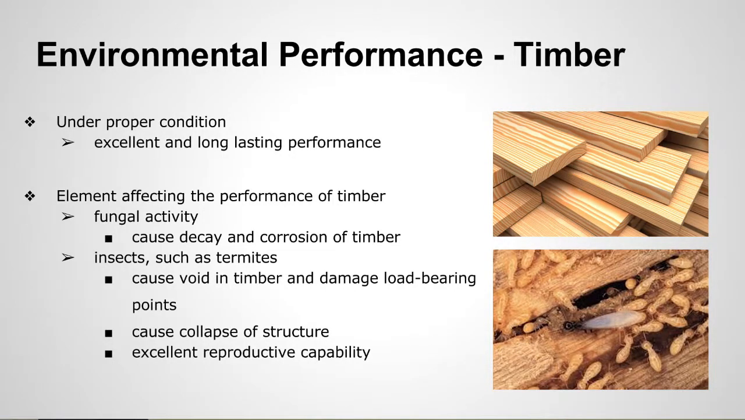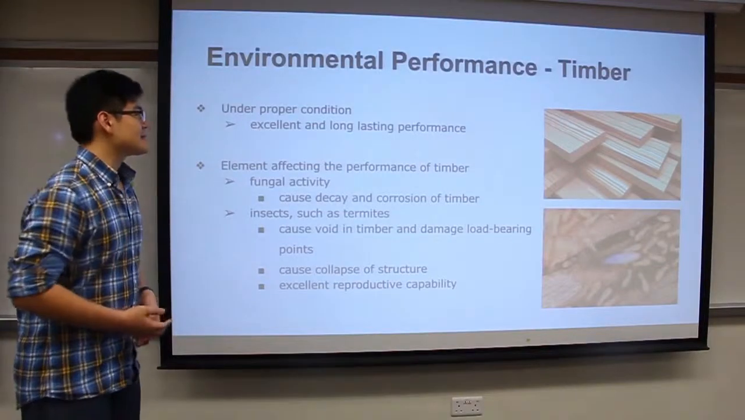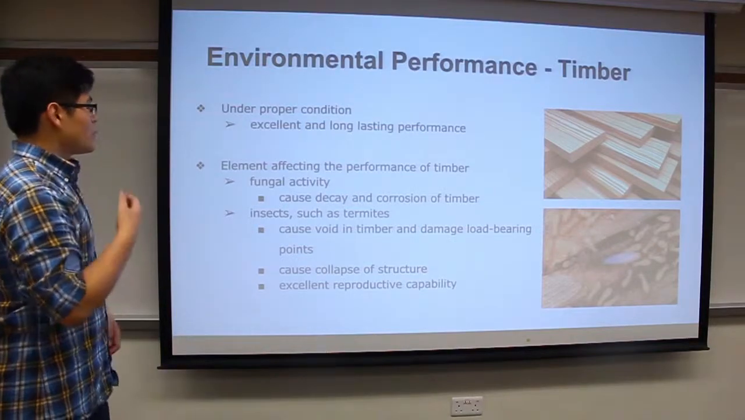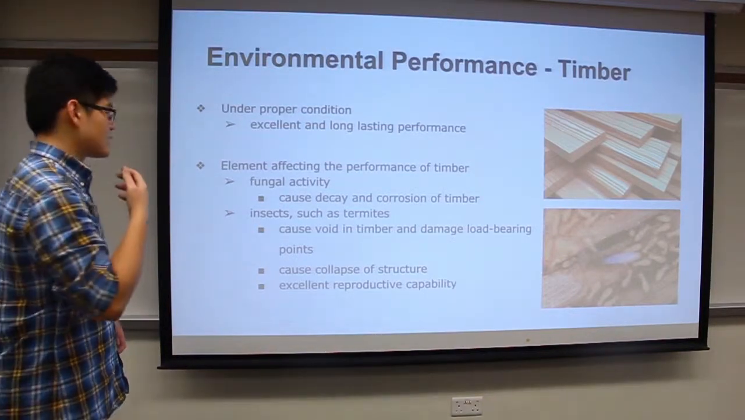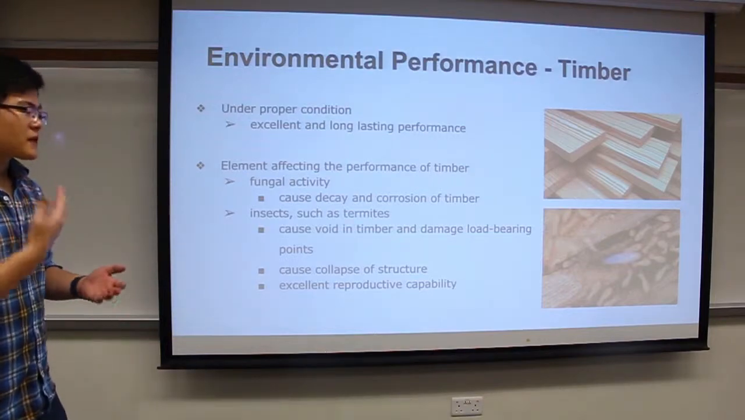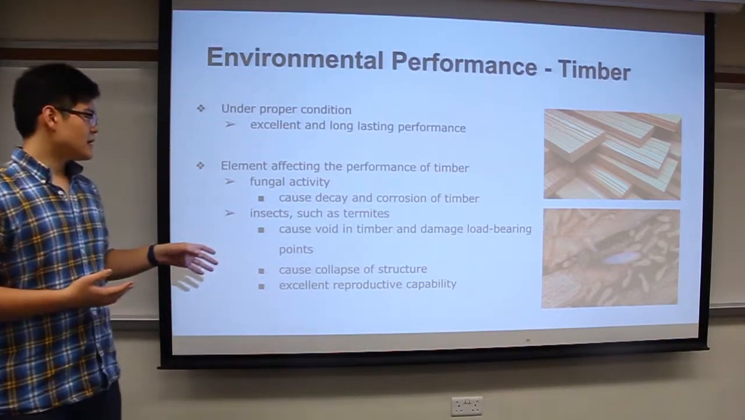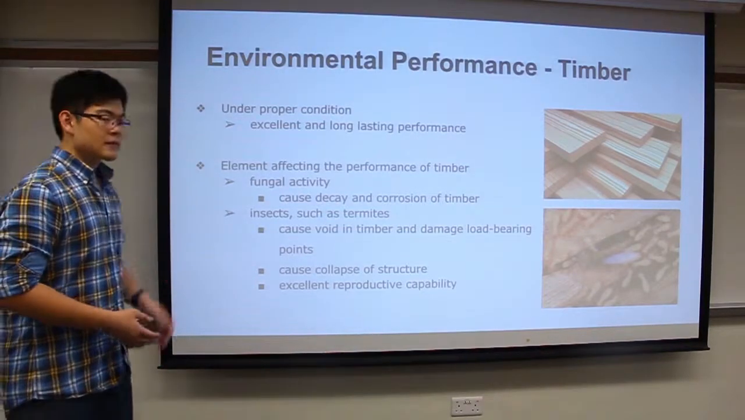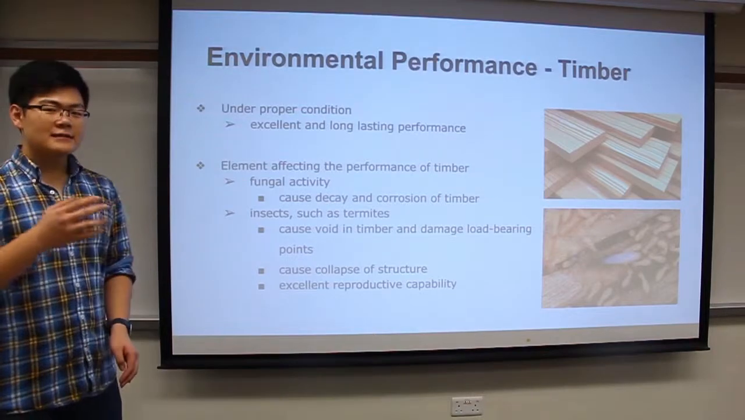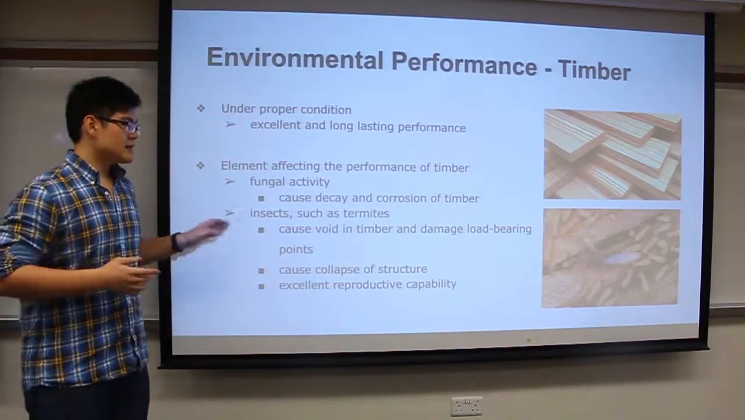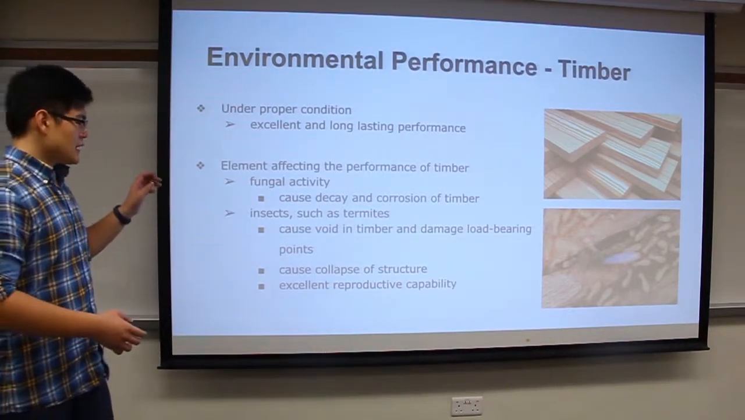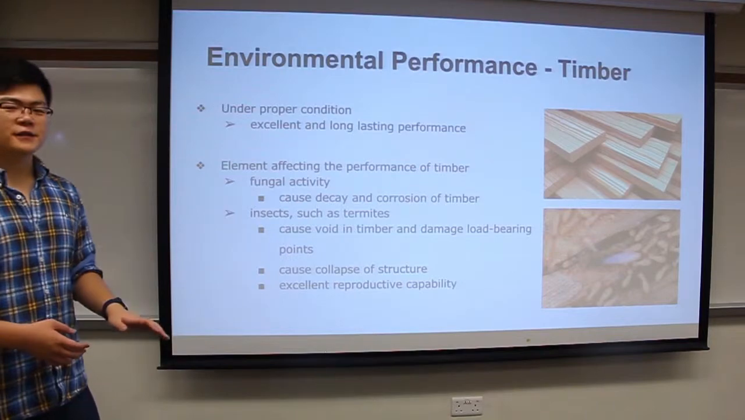And next, I will talk about the environmental performance of timber. Under proper condition, timber has excellent and long-lasting performance, but its performance will be influenced by some elements. First, the fungal activity. Fungal activity will cause decay and corrosion of timber. And second, insects such as termites will cause voids in timber and damage the load-bearing points. And finally, it will cause collapse of structures.